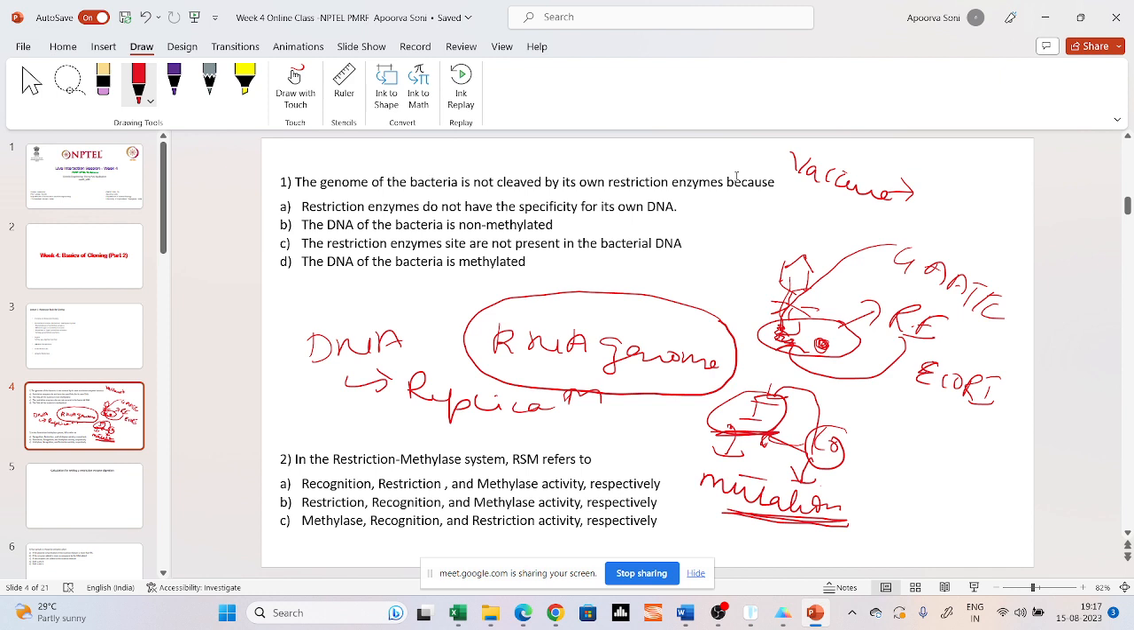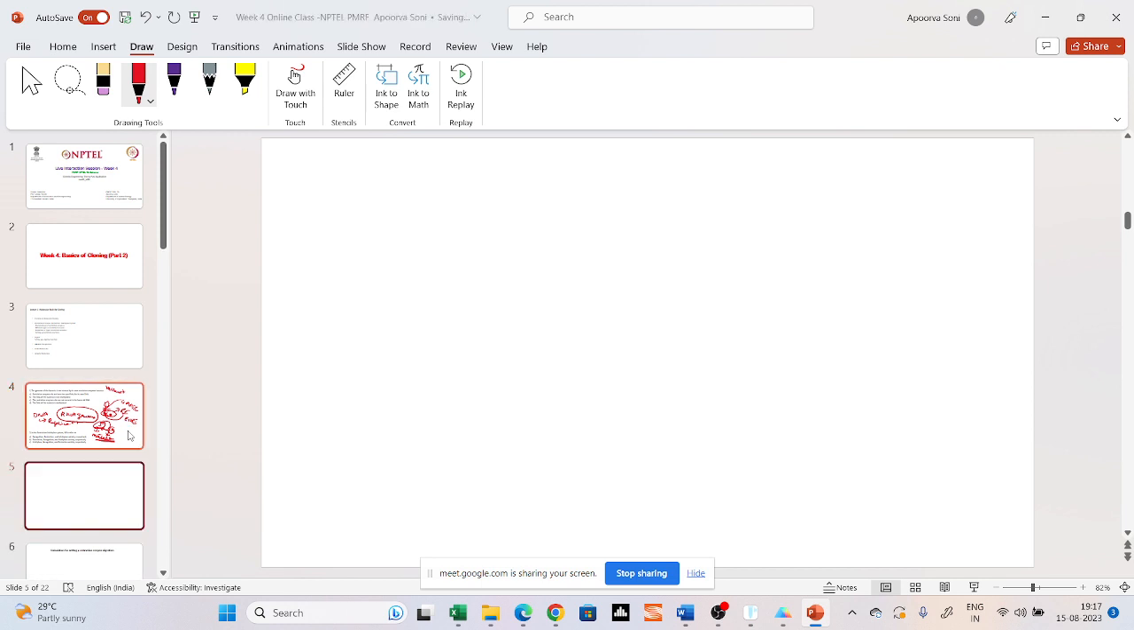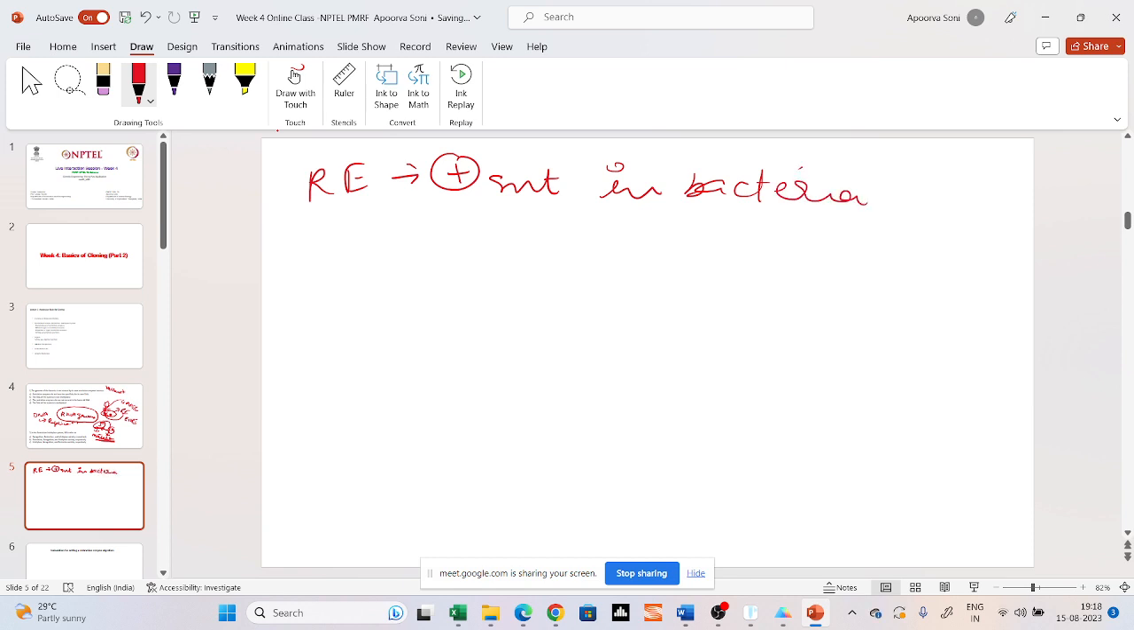Yes, restriction enzymes are specific to bacteria. We're talking about bacteria, but in general about COVID, this is what has happened. So the question: can we say that the virus does not have its own restriction enzyme? No, viruses do not have restriction enzymes. Restriction enzymes are present in bacteria. Let me give an example of a bacteriophage. Bacteriophages are viruses that infect bacteria.